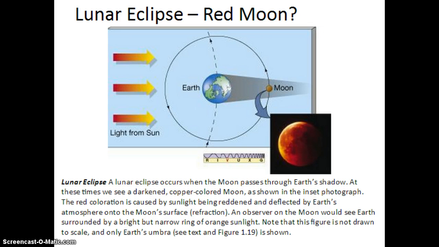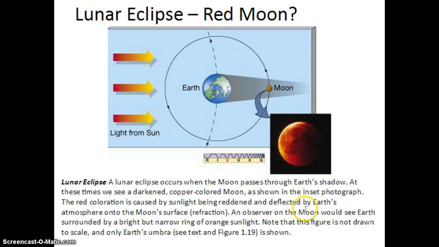With the lunar eclipse comes what's called a red moon. A lunar eclipse occurs when the moon passes through the Earth's shadow. At these times, we see a darkened copper-colored moon, as shown by the inset photograph. The red color is caused by sunlight being reddened and deflected by the Earth's atmosphere onto the moon's surface. This is a form of refraction. When we bend a wavelength and make it longer, the longest wavelengths of the visible light spectrum are those of red. So we get this coppery reddish color.